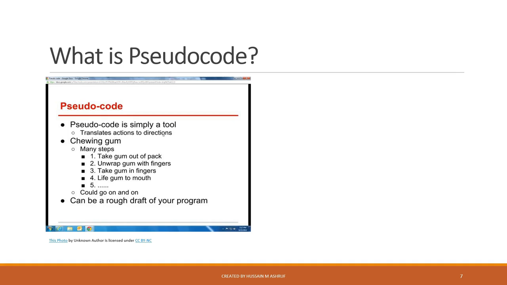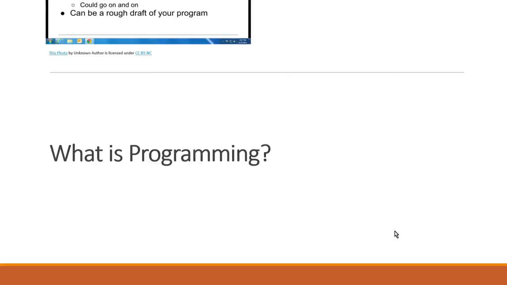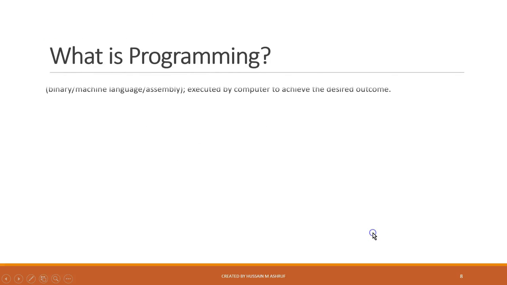It can be a rough draft of your program, or steps in simple English. It doesn't have syntax and semantics. It doesn't need to. It is not understood by any compiler since it does not follow syntax and semantics, whereas programming languages do follow the syntax and semantics.